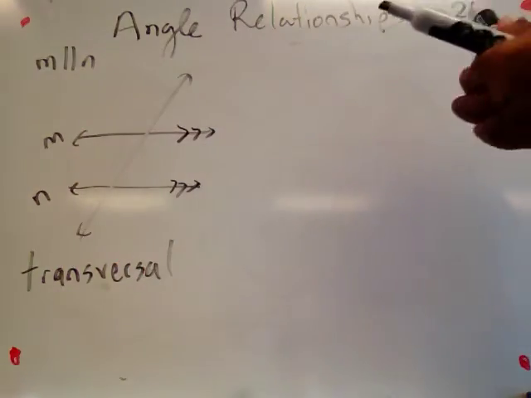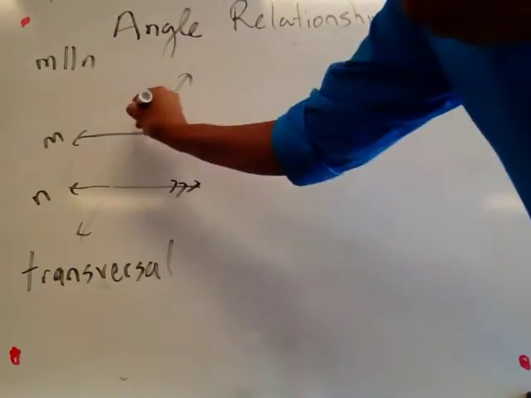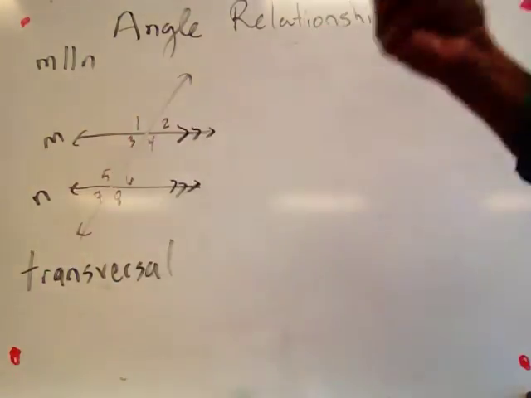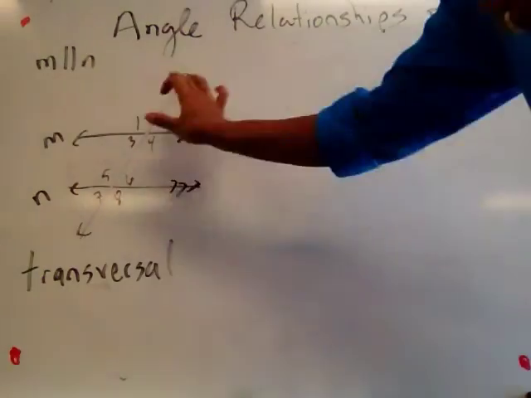So if I look at all the angles in between there, let's call it angle 1, 2, 3, 4, 5, 6, 7, 8. Okay, we have some relationships between these.